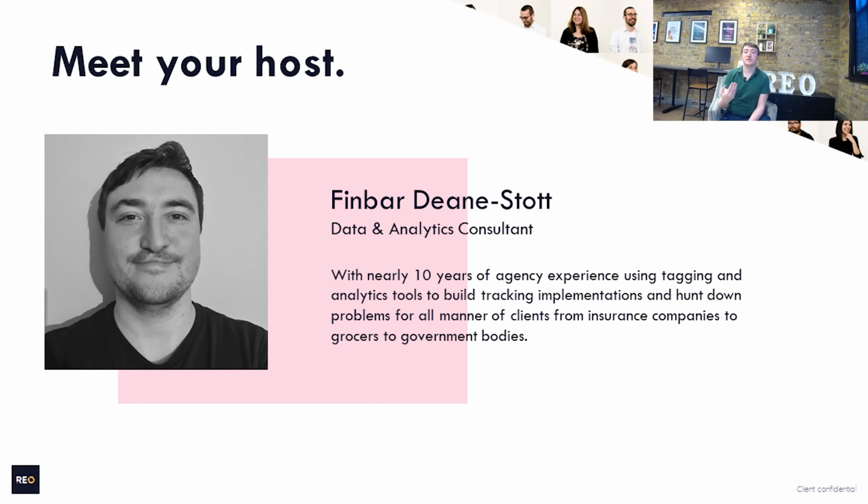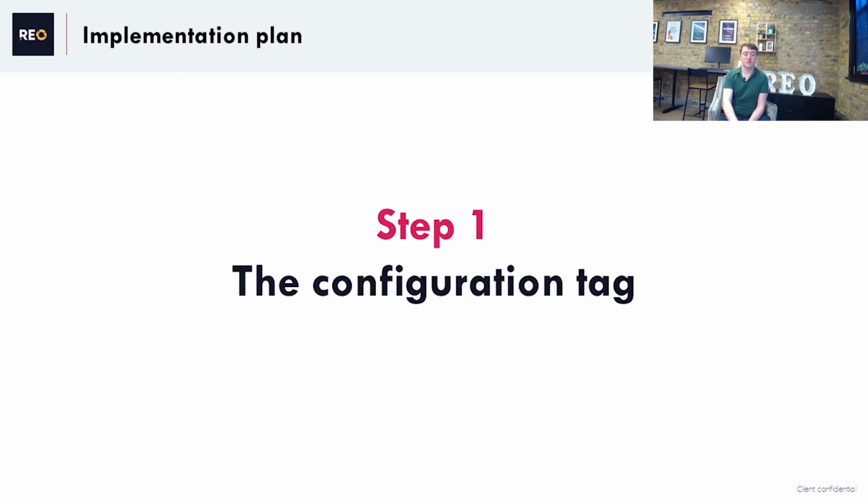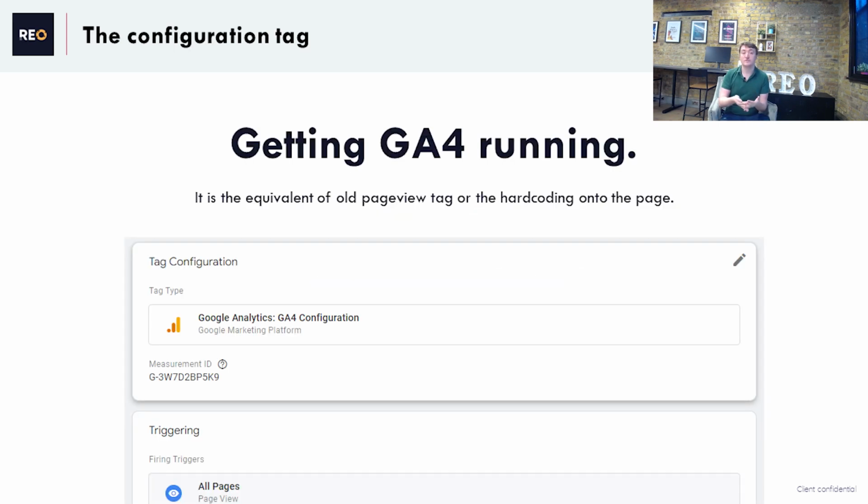Getting a GA4 set up comes in a couple of discrete steps. There's a little bit of overlap between them, but we're going to break them up for the purposes of a good flow through this presentation. The first step is the easiest one, which is placing what is called the configuration tag on your site. The configuration tag is the equivalent of the page view tag for Universal Analytics. As before, you can use a tag management software to place GA on your site, or you can hard code it directly on, but my recommendation is always going to be to use a tag management solution like GTM, Google Tag Manager, because it makes life much easier in the long run.